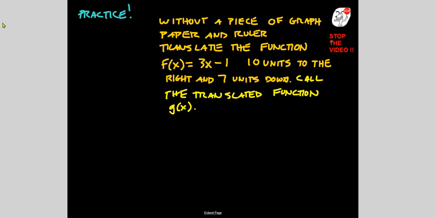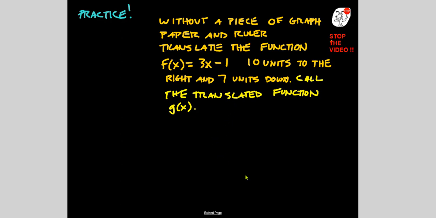Alright, without a piece of graph paper and ruler, translate the function f of x equals 3x minus 1, 10 units to the right and 7 units down. Call the translated function g of x. So hopefully we can do this now without graph paper. Alright, stop the video, see what you can do with this.